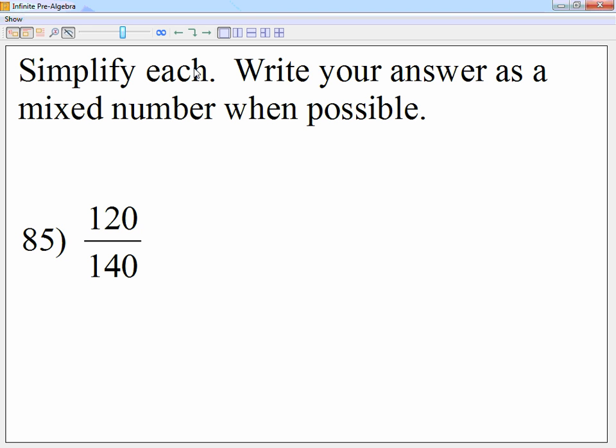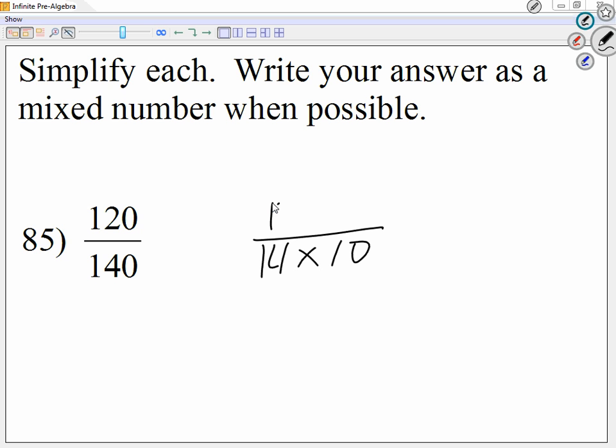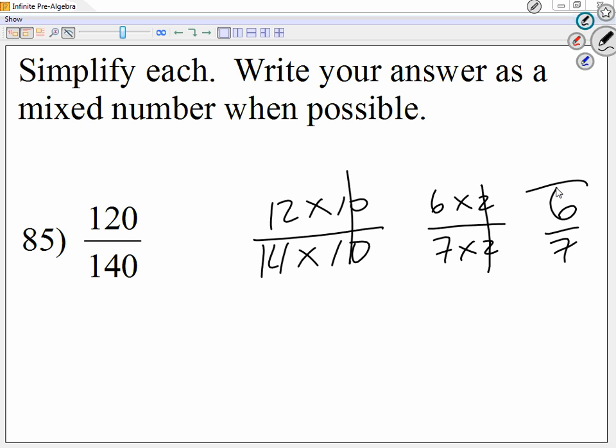But now here, 120 over 140, I can say that 140 is 14 times 10. I can say 120 is 12 times 10. That way I cancel out the 10s, and I'm trying to cancel something out. Then 14 at the bottom, I can call that 7 times 2. 12, I can call that 6 times 2. That way I cancel out the 2s. And my answer should be 6 over 7.